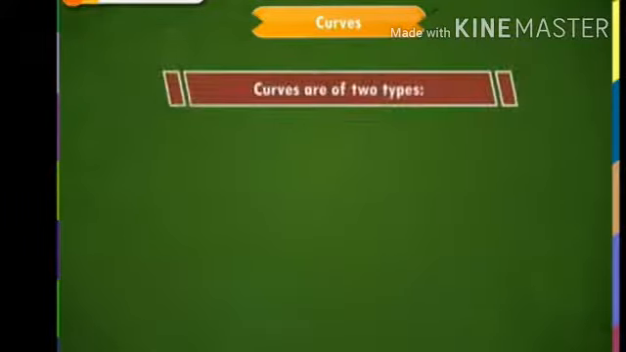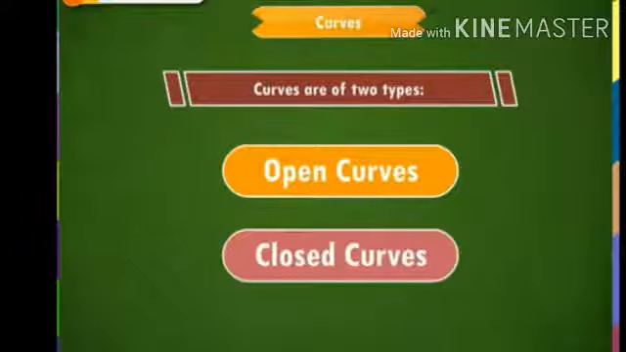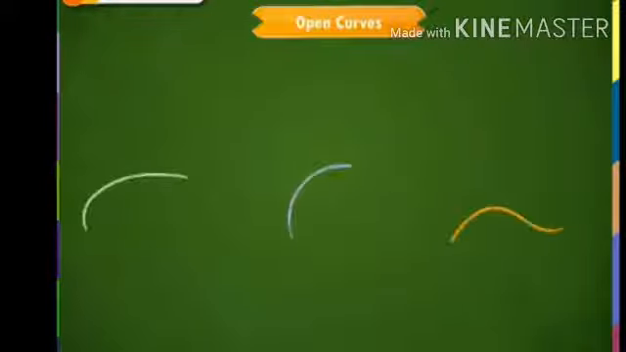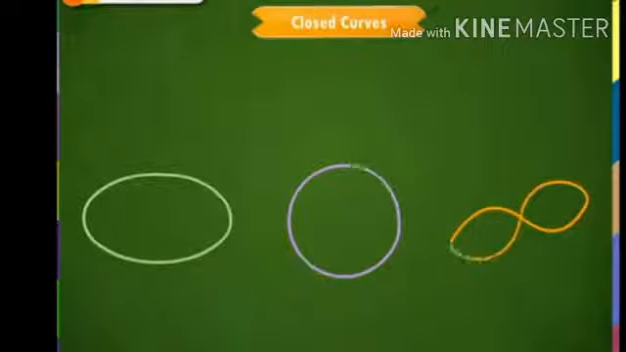Curves are of two types: 1. Open curve, and 2. Closed curve. Open curve: these curves are open on any one of their sides, as shown here. Their starting point is different from the end point. Closed curve: curves whose end points join to enclose an area are called closed curves. The starting point and end point of these curves are the same.